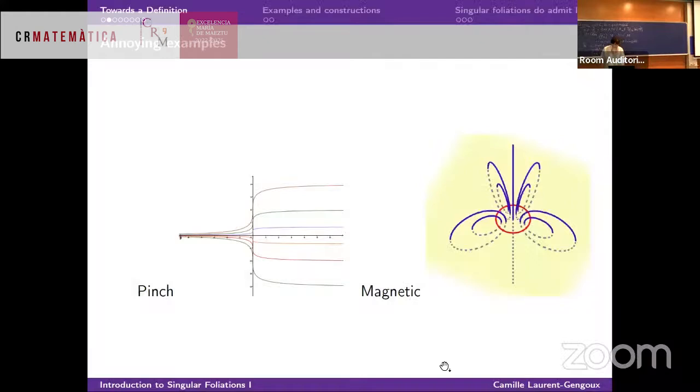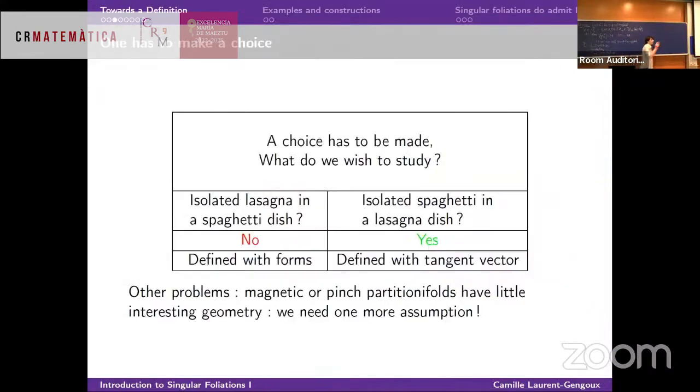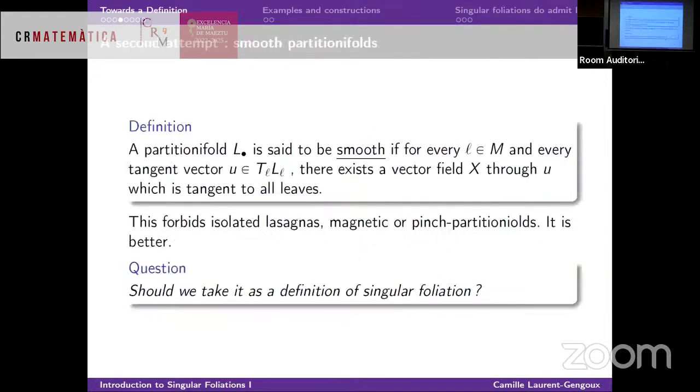Well, so obviously we have to impose more conditions, and there you have to make a choice. Do you want to study spaghetti dishes where you forget an isolated lasagna? Or do you want to study lasagna dishes where a few spaghettis were forgotten? And it's perfectly fine to have an isolated lasagna in a spaghetti dish. You have these kinds of things if you define foliations.